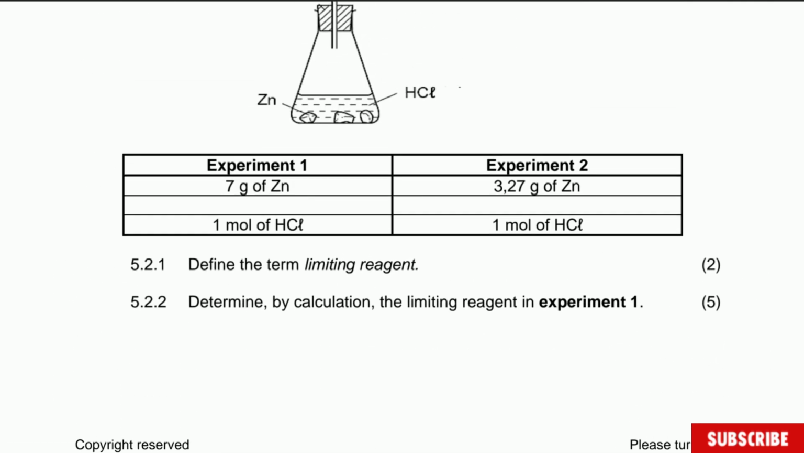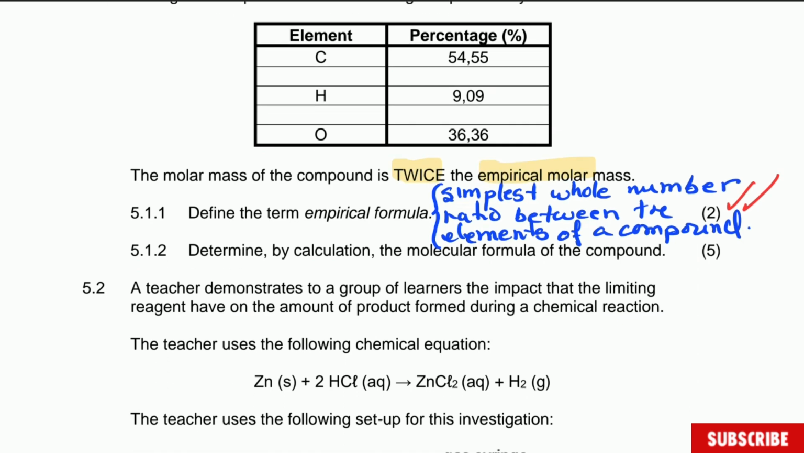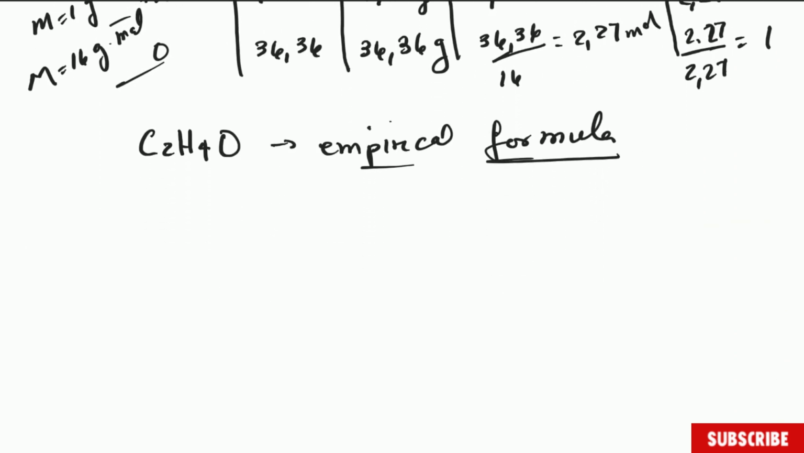The question asked, determine by calculation the molecular formula of the compound, and they are telling you that the molar mass of the compound is twice the molar mass of the empirical formula. Guys, it's very simple. All we have to do is double each of them. So for the molecular formula, because they're telling you it is twice, it's not always like that. Be careful. In this question, it's like that because it's double. So it is C4H8O2, and this is the molecular formula for this compound.